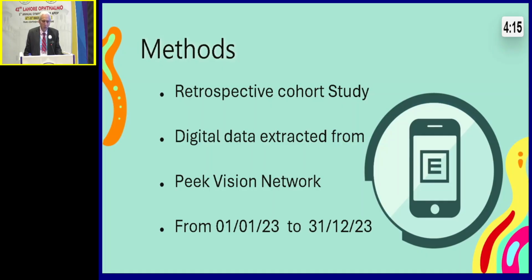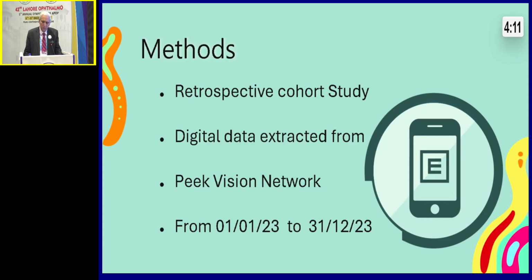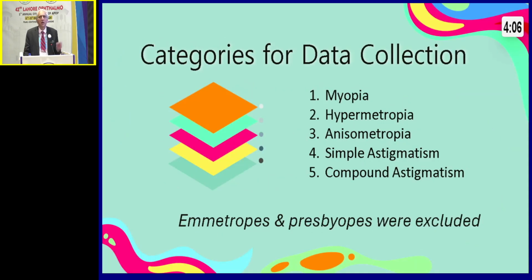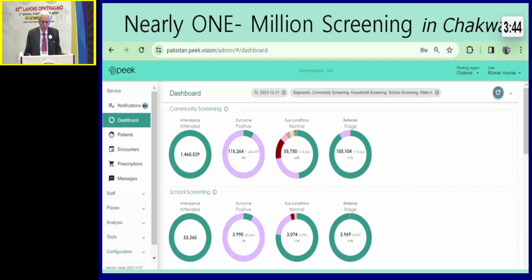We used a retrospective cohort study in which digital data was extracted from January 23 to December 23, and then we categorized them into different refractive errors, which every one of us knows. The main aim was not just to give you the categories, it was to tell you that if you screen a huge load of patients, you can very easily click and get the categorization into groups. So you can see there are various groups which go from 5 to 12 and then up to more than 60 years of age.